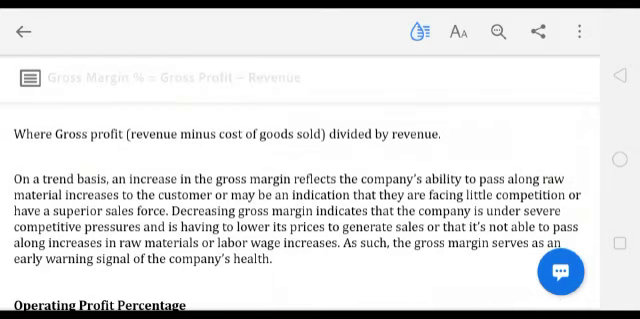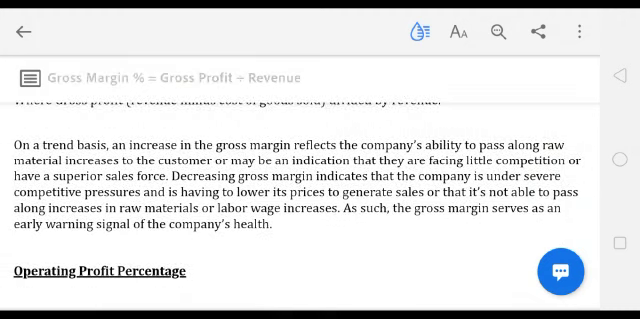On a trend basis, an increase in the gross margin reflects the company's ability to pass along raw material increases to the customer, or may be an indication that they are facing little competition or have a superior sales force. Decreasing gross margin indicates that the company is under severe competitive pressures and is having to lower its prices to generate sales, or that it is not able to pass along increases in raw materials or labor wage increases. As such, the gross margin serves as an early warning signal of the company's health.